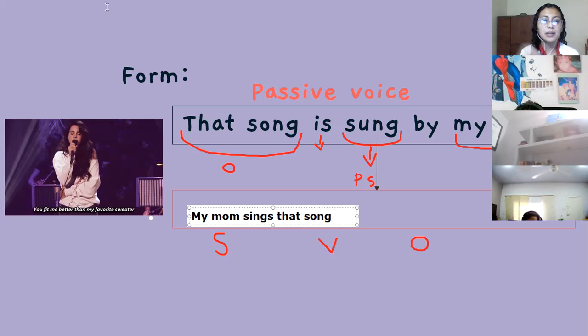el verbo principal. Si en la frase pasiva encontramos el verbo to be en pasado simple, ¿qué quiere decir? Que el verbo principal en la voz activa va a ir en... ¿Va a ir en qué? En pasado simple. Si encontramos el verbo to be en presente simple, significa que nuestro verbo principal en la voz activa va a ir en presente simple.